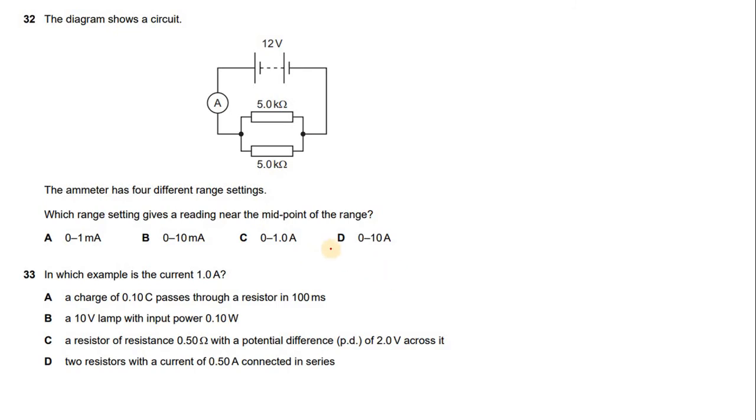32. The diagram shows a circuit. The ammeter has 4 different range settings. Which range setting gives a reading near the midpoint of the range? Okay, so these are the ranges. First we figure out the current in the circuit. And how do we do that? Current is voltage divided by resistance. You know that the total voltage is 12, and we need to find the total resistance.